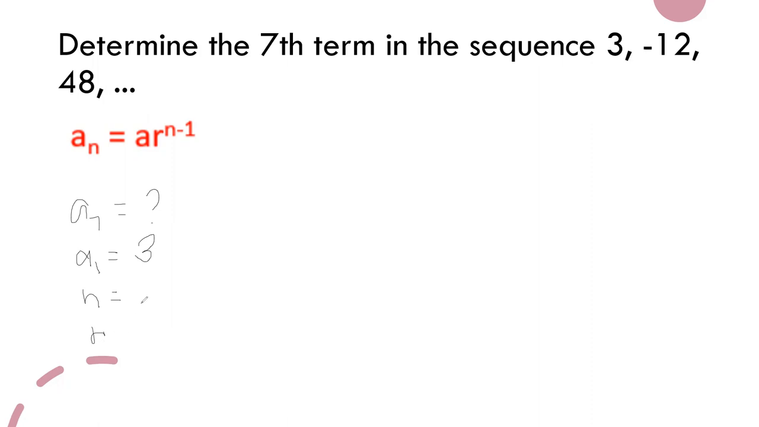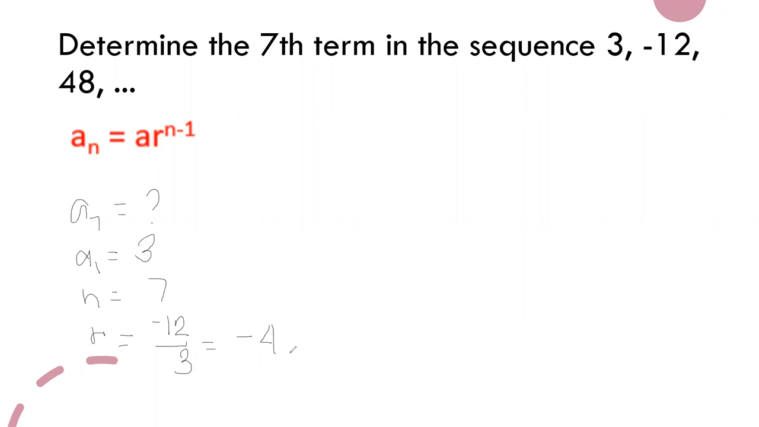N po. Nasa n pa lang tayo ha. N. That will be 7. And what is our r? Negative 4, sir. Paano po ang negative 4? It's negative 12 over positive 3. Okay? So negative 12 divided by positive 3, so that is negative 4. Okay po, negative 4.